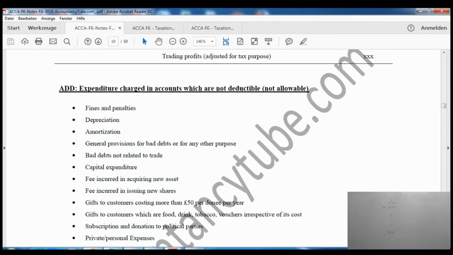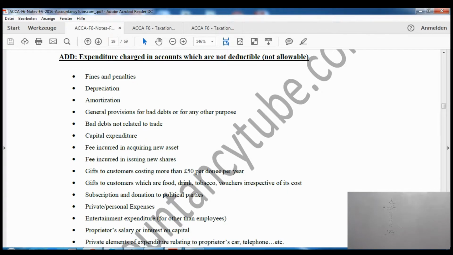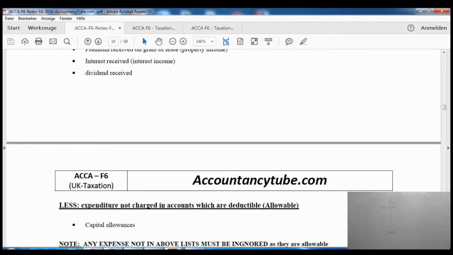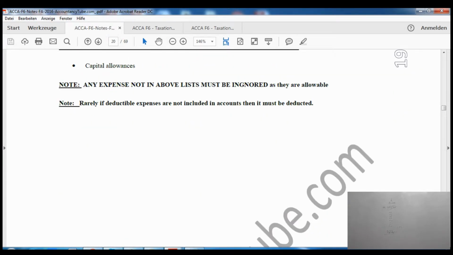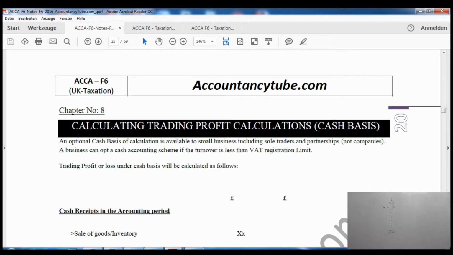Expenses, because definitely when we're making the accounts, you will see some of these expenses, and you will have to add these expenses back to the income statement, right? And there are a couple of notes as well. Any expenses not in the above list are allowable, and you must ignore them. And sometimes what happens is that if deductible expenses are not included in the accounts, then you must deduct them. All right. So that is the end of our chapter.